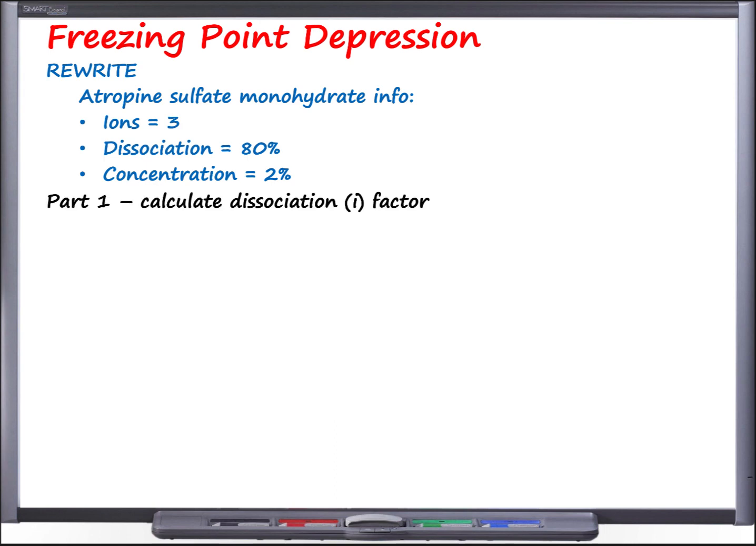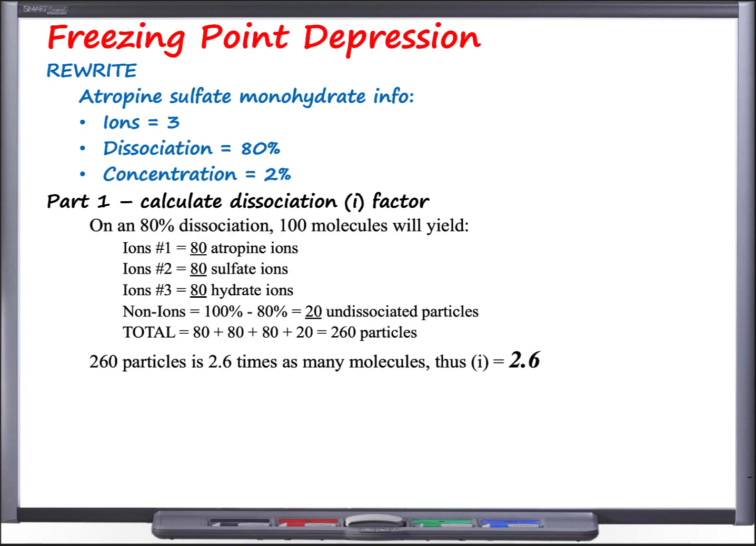What is the first step to all of this? We must calculate the dissociation factor for atropine sulfate monohydrate. To do that, we need to start with the fact that it dissociates at 80%. To calculate this number, let's start with 100 molecules. If we had 100 molecules of atropine sulfate monohydrate and we put them into water, they would dissociate at 80%. That means 80 out of 100 molecules would dissociate.